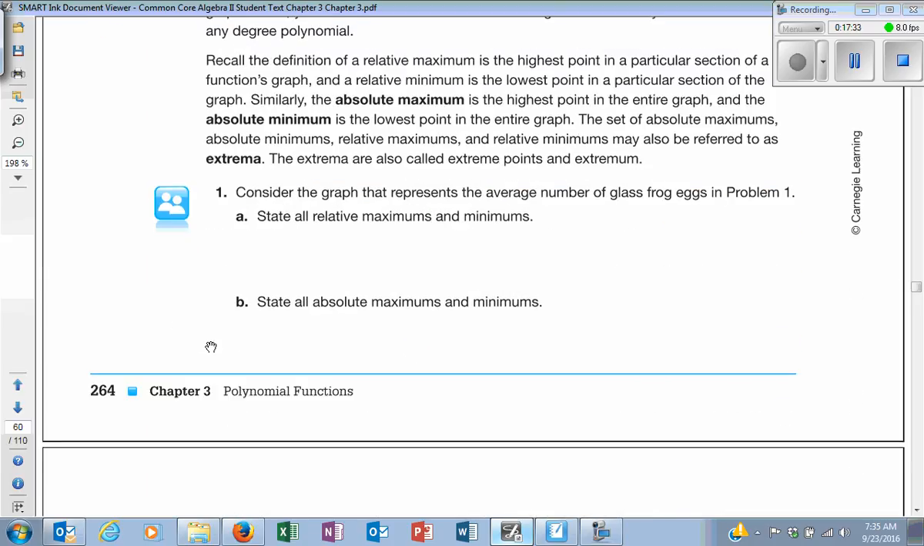All right. Absolute maximum. We talked about this. Absolute maximum means there's an absolute highest value that the graph reaches. It will never go higher than this. What kind of functions do you know will not ever have an absolute maximum?